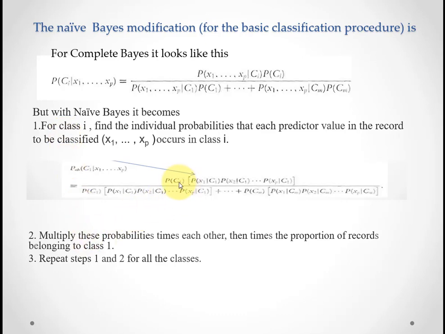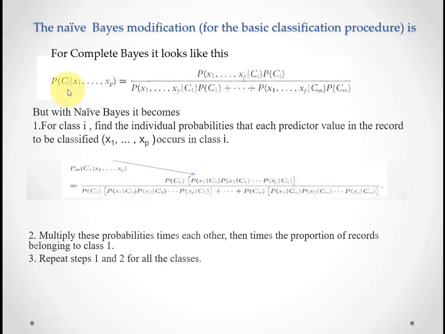In other words, do this for the first class, maybe that's play, and then the second class, maybe that's not play. Or if it was cancer, the first class would be having cancer, and the second class would be not having cancer. And as many class values as there are, we have to do all of this for each of those class values. So repeat steps 1 and 2 for all of the classes. So we're going to then have calculated this for all of the classes.